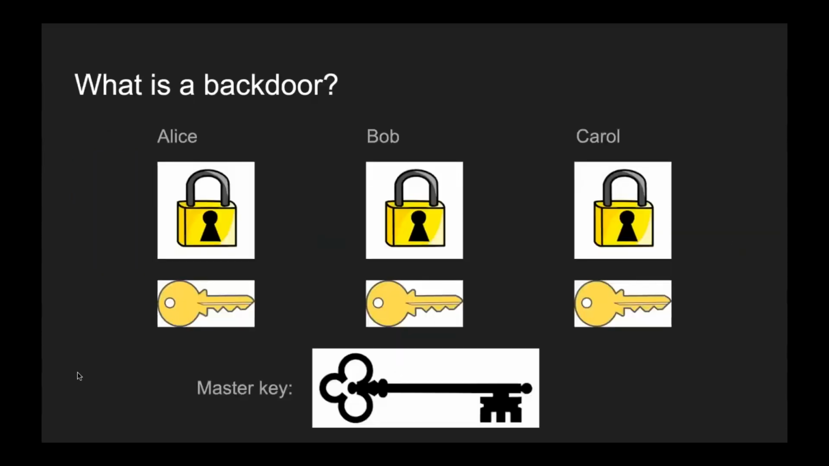So let's get into the details of my talk. What is a backdoor, specifically an encryption backdoor? Basically, it's a master key or a skeleton key, and it can open any of the locks and read any of the messages. So if Alice has her own lock and key, Bob has his own lock and key, and Carol has her lock and key, a backdoor would be able to open any of the messages sent to Alice, Bob, or Carol, regardless of which lock and key they use.